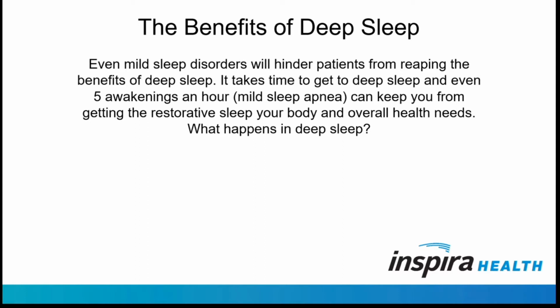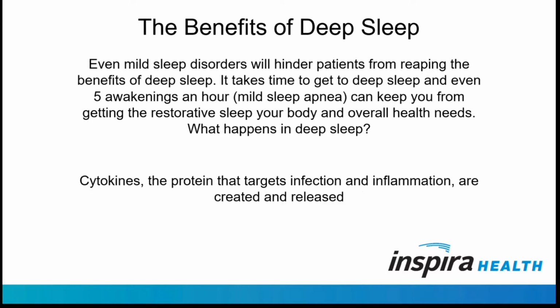So what happens when you get into that stage 3 sleep? There's a protein that actually targets infection and inflammation that's released and created in deep sleep. So when you're trying to fight off the cold, the flu, any kind of issues that you're having, you really need that protein to be developed and really take care of those infections and any of that inflammation that's happening. And deep sleep is where that's created.